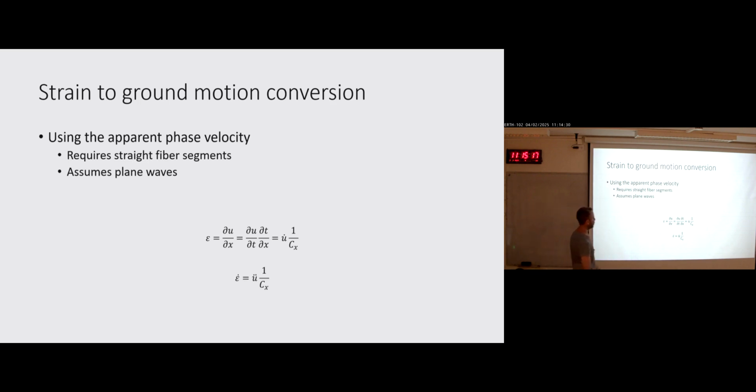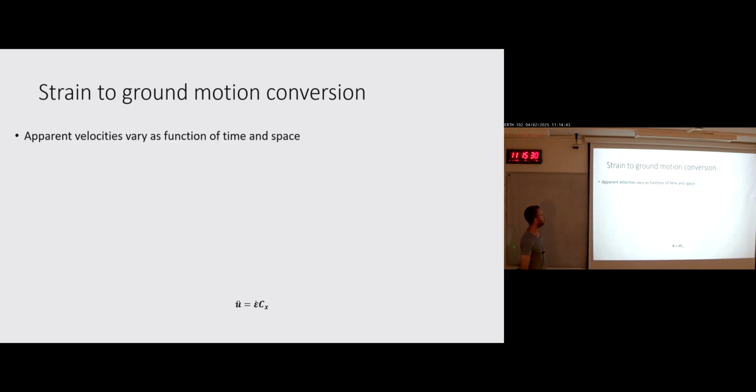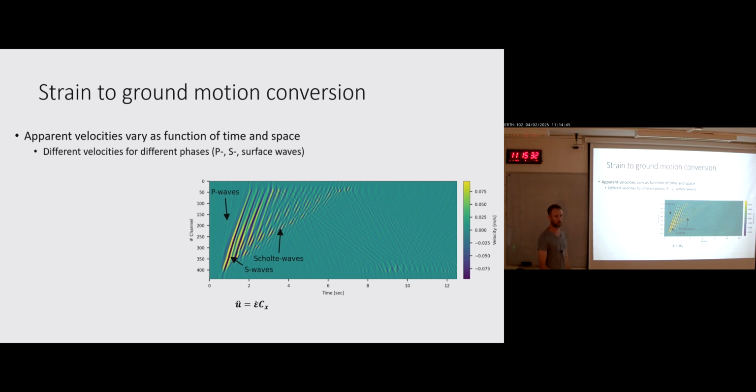So to convert, this is for strain, this is for strain rate corresponding to ground accelerations. And to perform the conversion, we need to take strain rate multiplied by the apparent velocity. Sounds simple, but it's not that simple because the apparent phase velocities are a function of time and space. This is a simulation of an earthquake. We see different waves, P waves, S waves, and different surface waves and scattered waves. And we see different slopes, meaning different velocities for the different seismic waves.